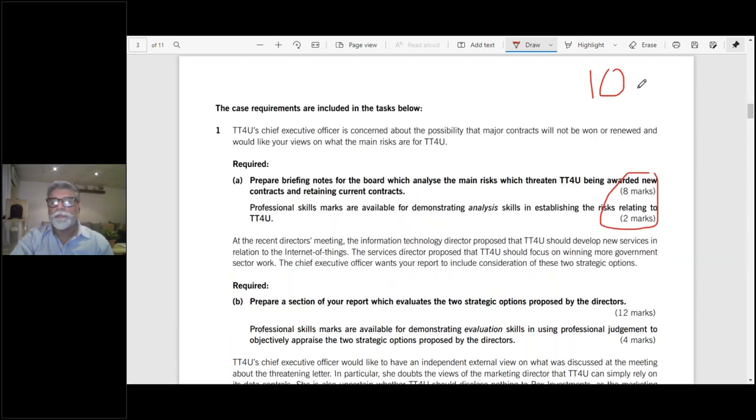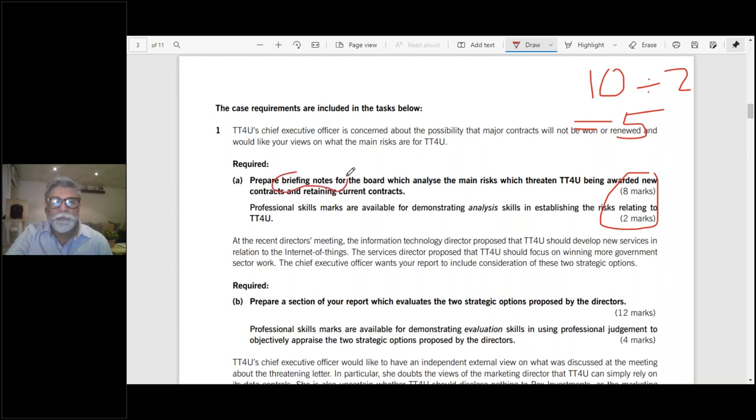10 is total marks. Divide by 2 is equal to, we need to identify 5 risks. Now, you remember yesterday's lecture in which I said there are some questions which say identify risks and give recommendation. Those kind of questions we divide by 4. But in this question, the examiner is not asking you for recommendations. They just want you to identify the main risks. So just 8 plus 2, 10, divide by 2 marks, 5 risks.